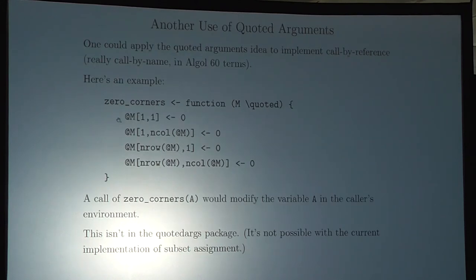If you extended this on to assignment, then you could do things like have a function that modifies its argument. So if we call zero corners within matrix A here, it will change the matrix A in the caller by these assignments to zero out the corners of the matrix. So play around with this. I wrote a quoted args package that is on CRAN at the moment that implements this, except for the assignment part, which isn't possible with current implementations of subset assignment.